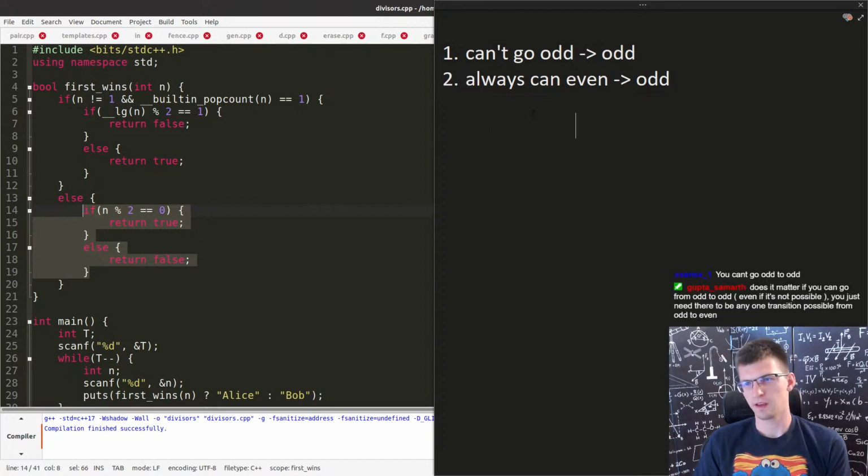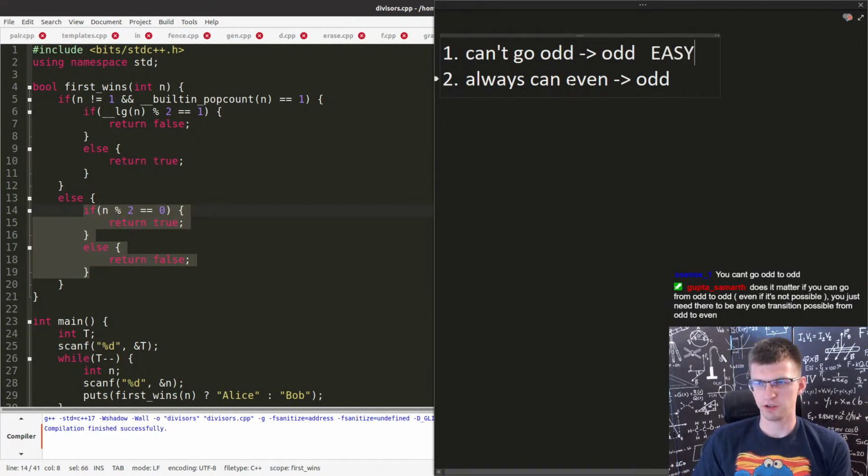Okay, no. Why can't you go from odd to odd? This is trivial because odd has only odd divisors. Odd minus odd will become even, so this is easy. Why can we almost always, exceptions will be powers of 2, go from even to odd?